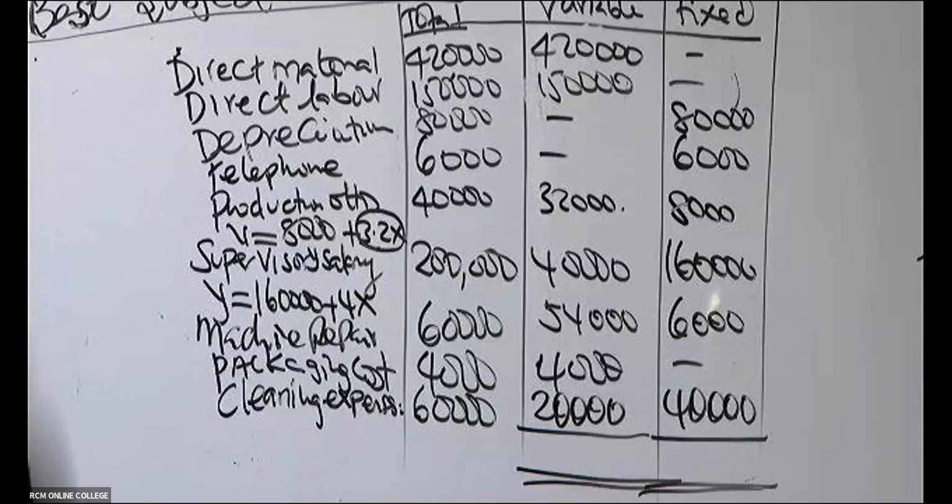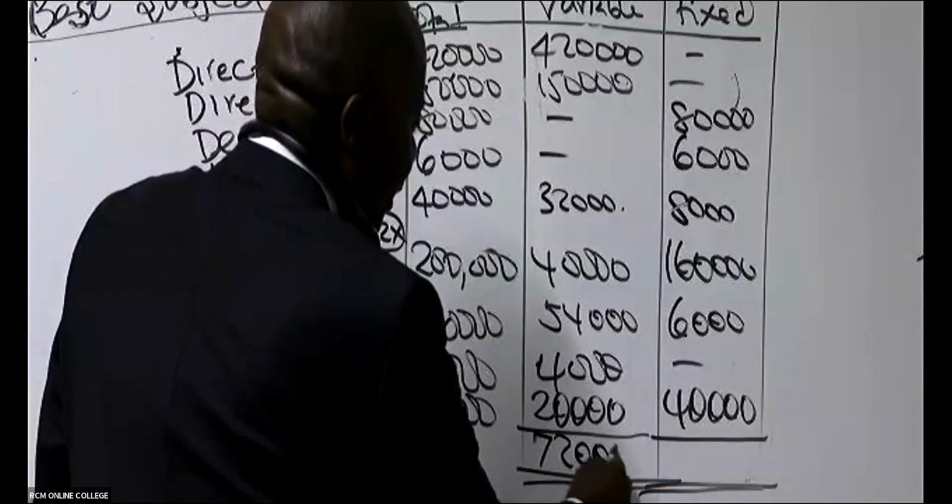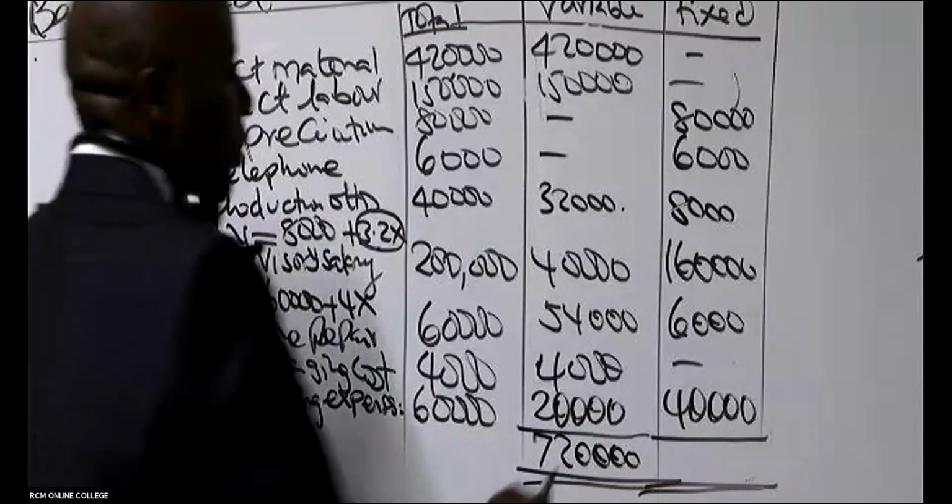Total variable, when you add all of them, is $720,000 for variable. And then we have fixed, which is 300,000.